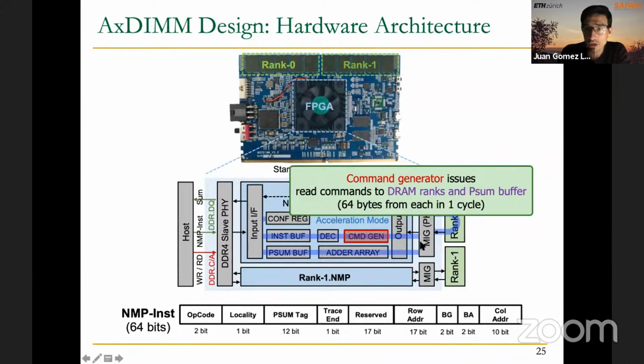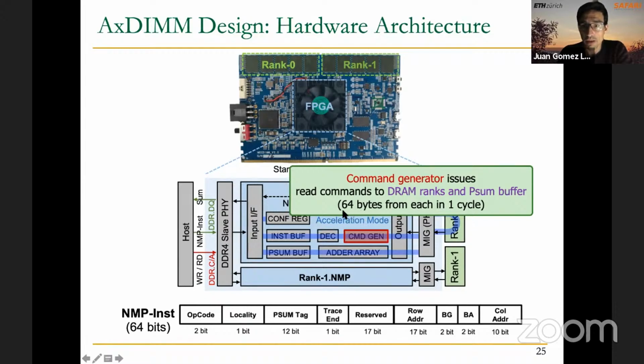And the command generator is the unit in charge of issuing read commands to the DRAM banks, or to the corresponding DRAM rank and the PSUM buffer. Why is that? Because we need to access data that is going to be added by using this other array here, right? Recall that the operation being executed is an element-wise addition, and for the element-wise addition, you need at least 2 elements per lane, right? And that's why we need to access simultaneously the rank and the contents of the PSUM buffer.